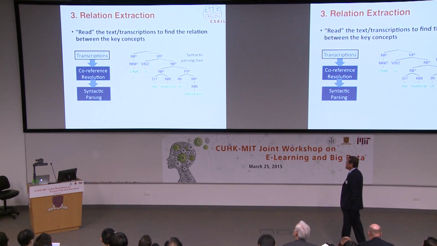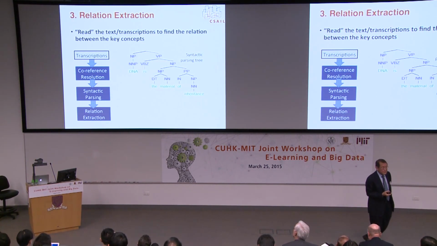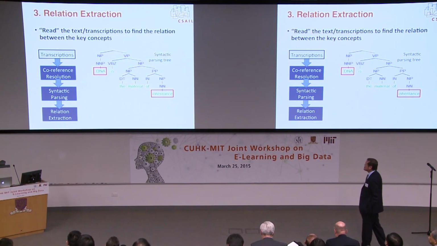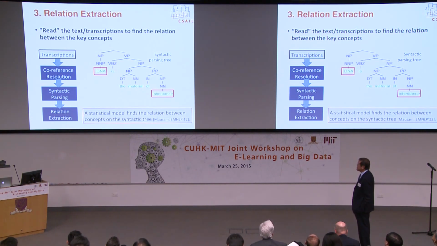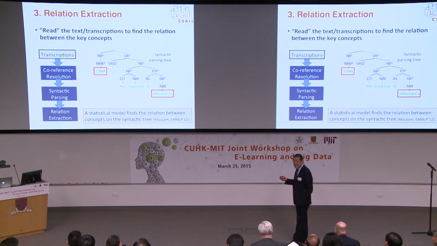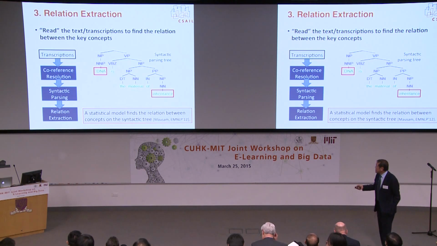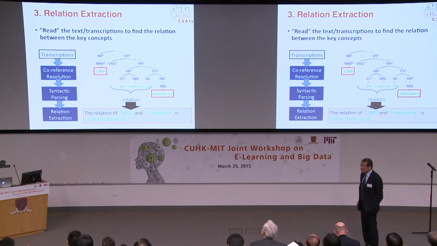Then what you want to do is extract the relationship between these entities. So you can say these two things, DNA and inheritance, are related in some way. And the way we find that relationship is using a statistical model. In this particular case, for those who are interested, it's called open information extraction. Okay? And once you do that, then you can say that's the relationship between two entities, and we can figure out the relationship. All right?